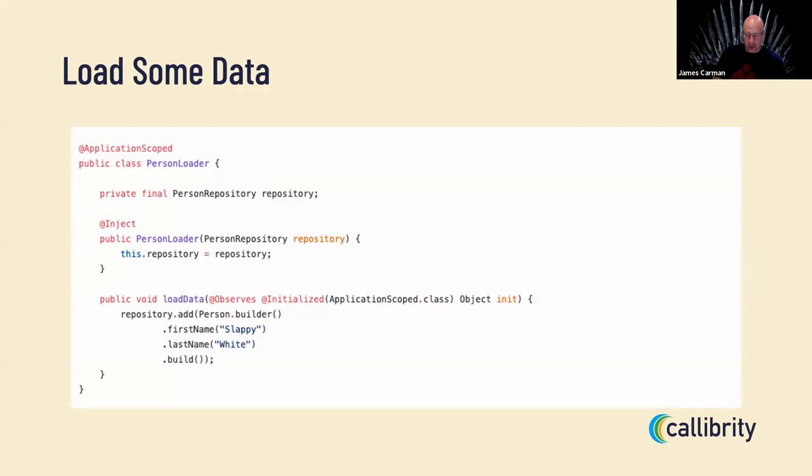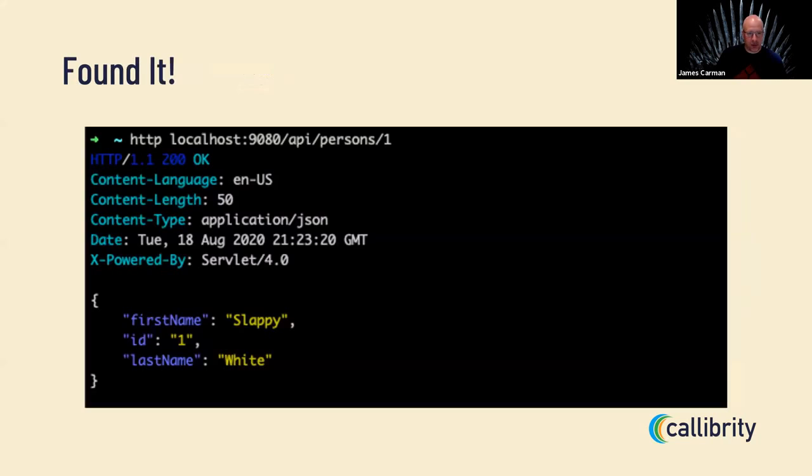The repository is implemented in such a way that it uses incremental IDs. So the first one's 1, 2, 3, 4. So Slappy White will be in there with ID 1 every time you start the app. So let's hit it again. And we see, again, Slappy White, application JSON, 200 OK, ID 1. All the things are as we would expect them to be. Any questions?